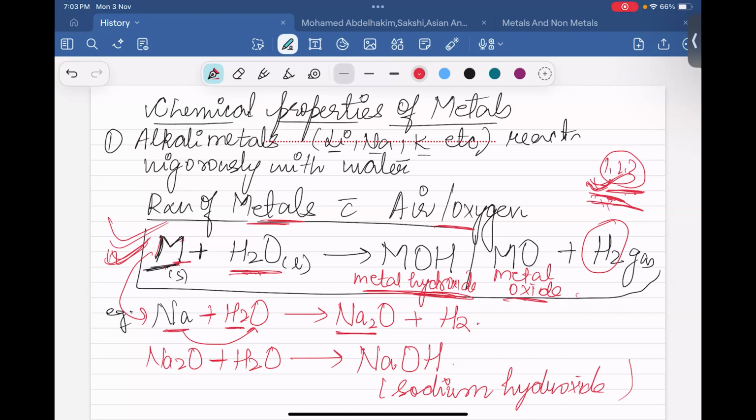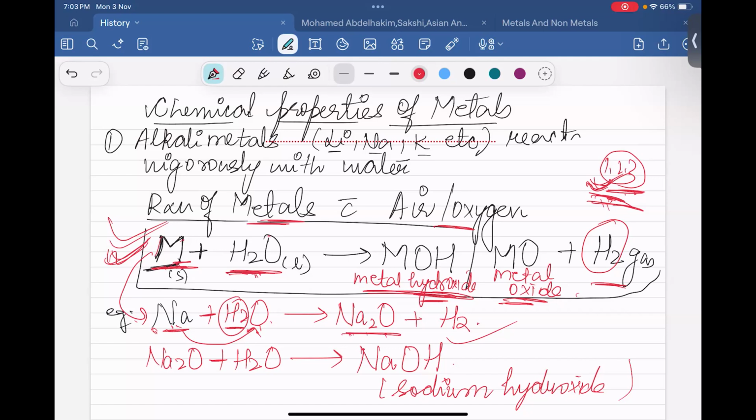So different metals will show different properties with different things. The first property is when they react with water. When a metal reacts with water, there is the formation of metal oxide or metal hydroxide and H2 gas. We have taken the example of sodium. When sodium reacts with water, sodium and oxygen will combine with each other and H2 gas will be released. When they combine, they will form Na2O.